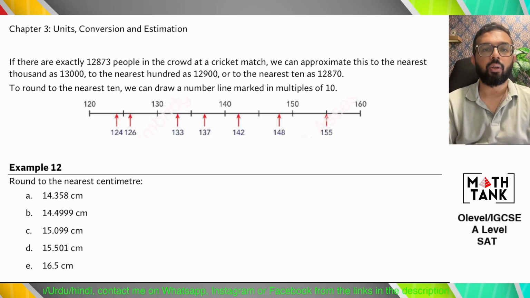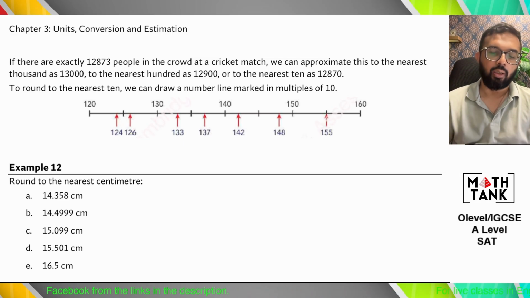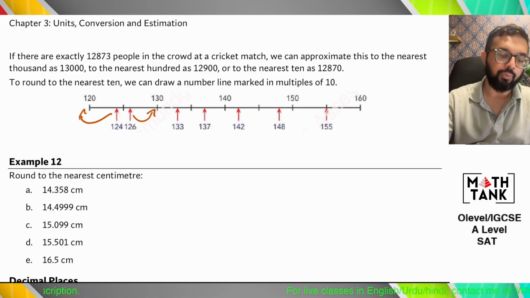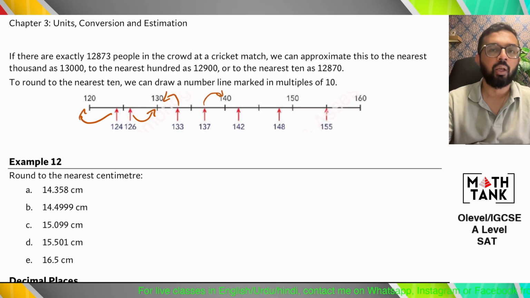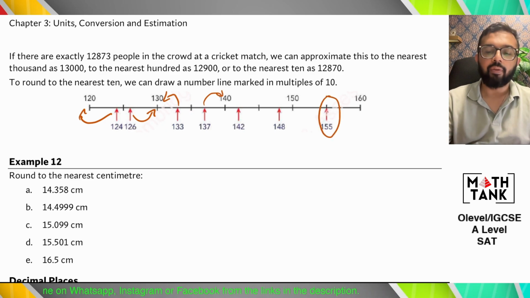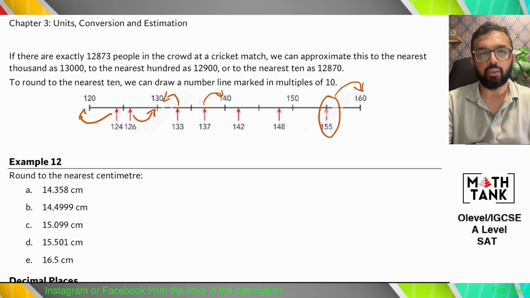So to round to the nearest 10, we can draw a number line marked in multiples of 10 and learn rounding off as well. So this number would round off to 120, this number would round off to 130. Similarly, this would also round off to 130. So it's the middle value that makes the difference. If it's greater than 5, it rounds off to the next number. If it's less than 5, it rounds off to the previous number. If it's exactly 5, it also rounds off to the greater number.